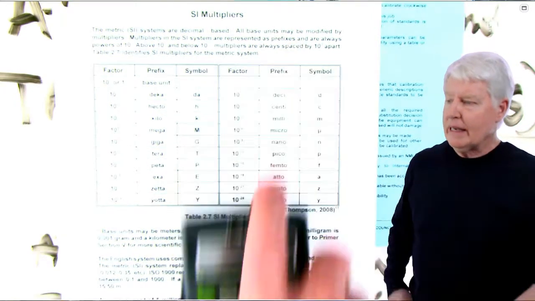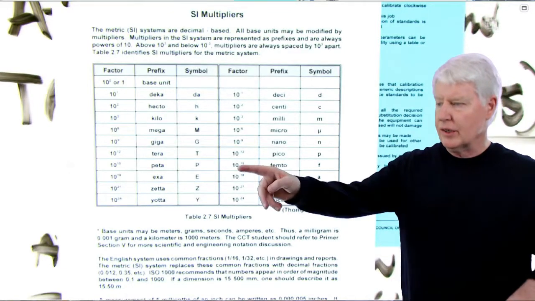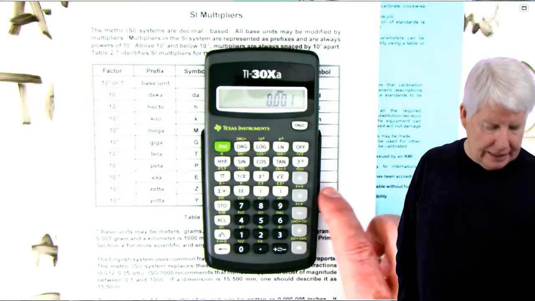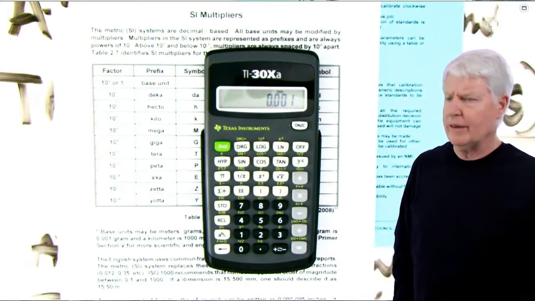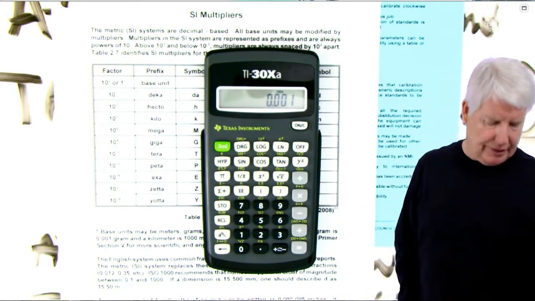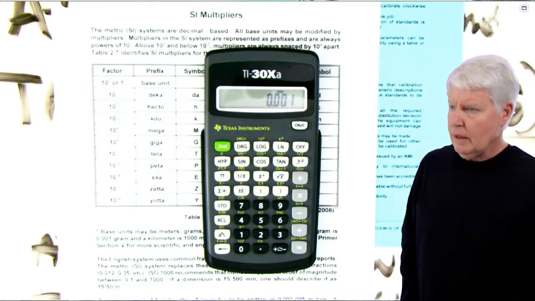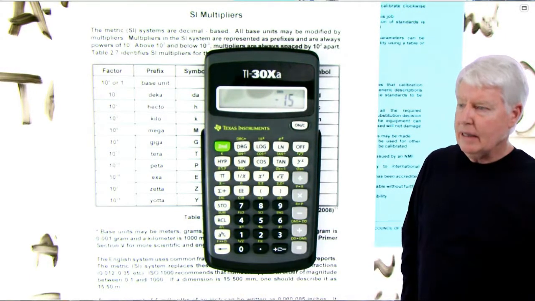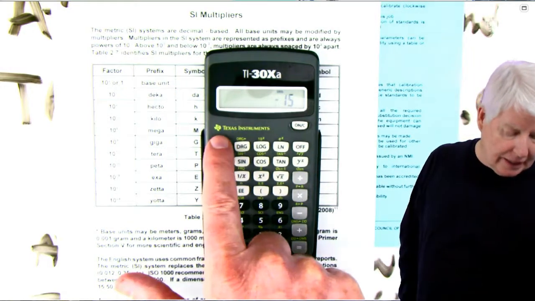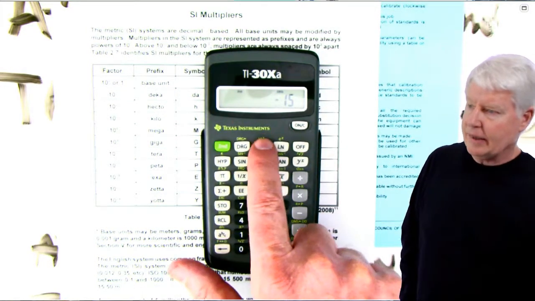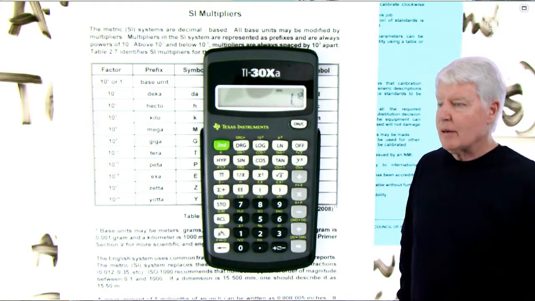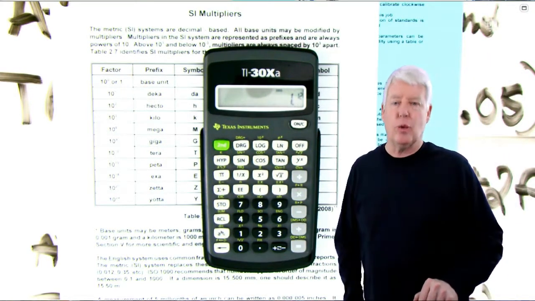Okay, now we need to look for femto, which is 10 to the negative 15th. So I'm going to go divide. By the way, on this calculator, if you can't remember if you hit divide or not, it doesn't hurt anything to hit it again. So I'm going to go 15 negative. Then I'm going to hit second function 10 to the x again. Then I'm going to go equals. And that gives me 1 times 10 to the 12th.